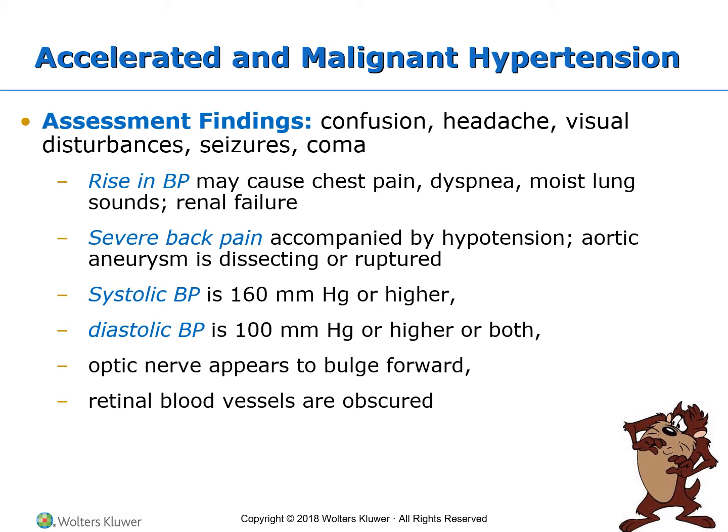dissecting or has ruptured. Systolic blood pressure is 160 millimeters mercury or higher. Diastolic blood pressure is 100 millimeters mercury or higher, or both. The optic disc, the nerve, appears to bulge forward into the posterior chamber from swelling of the brain. The retinal blood vessels are obscured where they radiate from the bulging disc, making identification of their continuous pathway difficult. The retinas may show flame-shaped hemorrhages or fluffy white exudates.